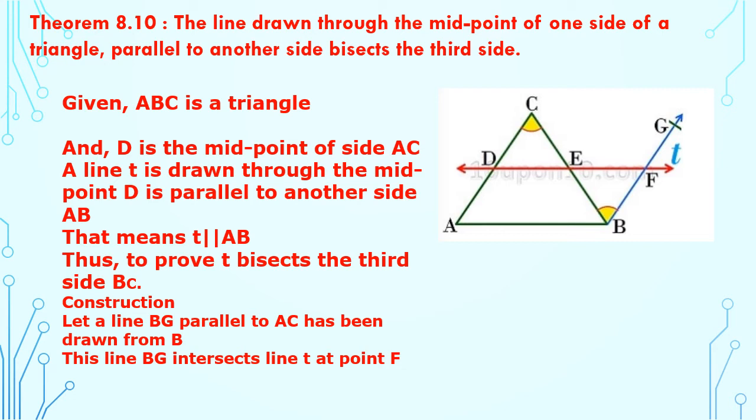Now for construction, we have to draw a line parallel to AC, and we have this AC and this line, both are parallel. Then you have to extend the segment DE to meet this line BG at F. This is extended, here it is extended and it is meeting this line at F. As you can see it is meeting over here. So the line BG intersects the line T at point F. This is the line T. It is intersecting at point F.